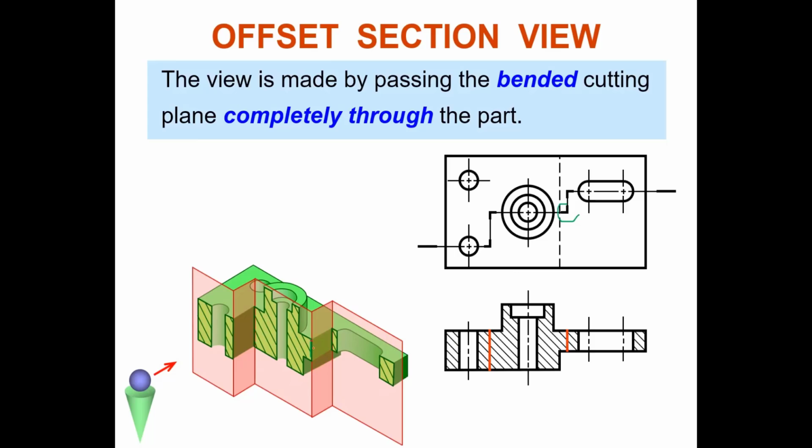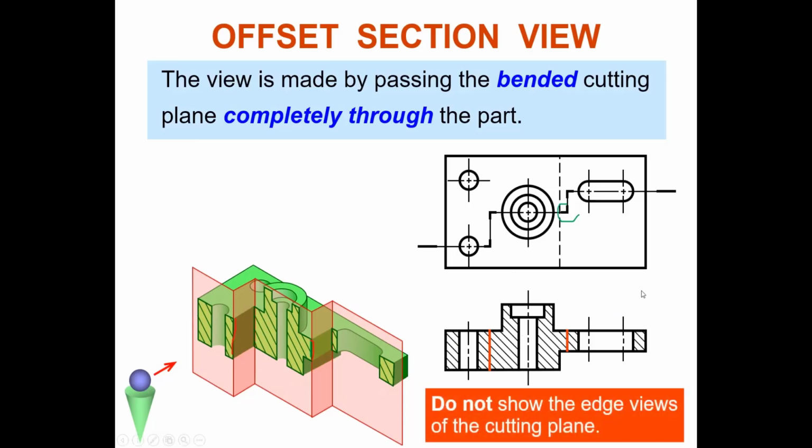In this isometric view, all of this isometric view has a solid line here, and the front view too. But no, do not show the edge view of the cutting plane. Okay, clear? Even though it looks like it is cutting straight, actually it is a zigzag, an offset. Clear? Yes, sir. Understood? Alright, good.